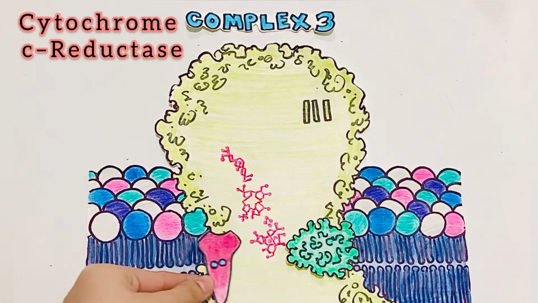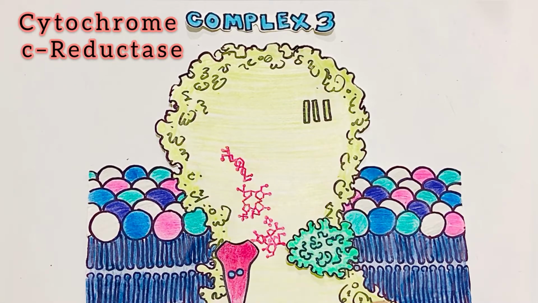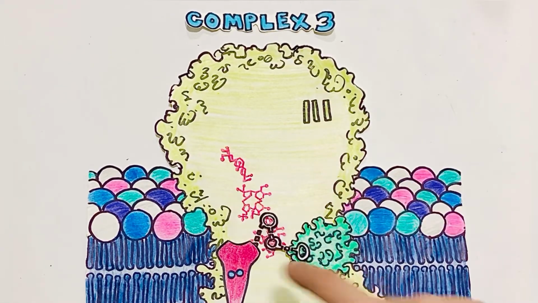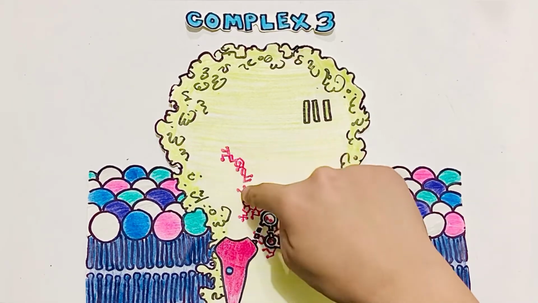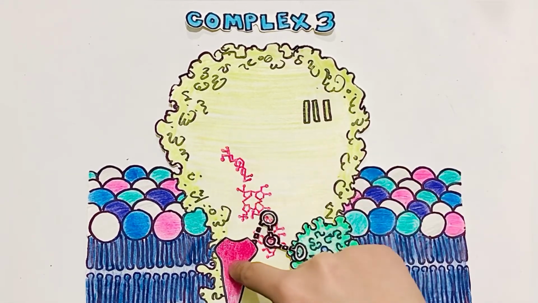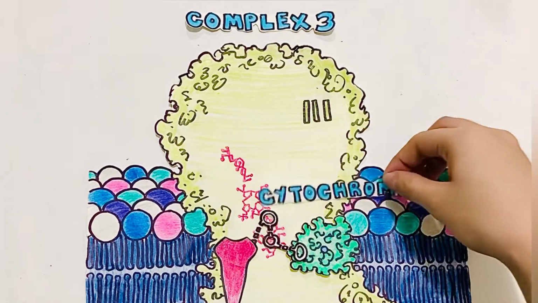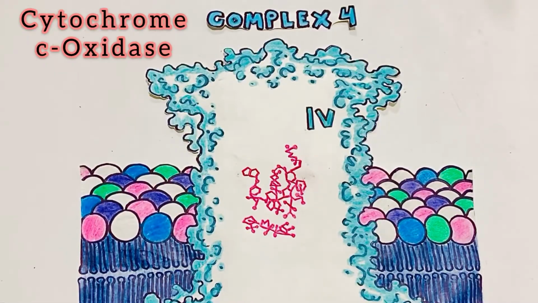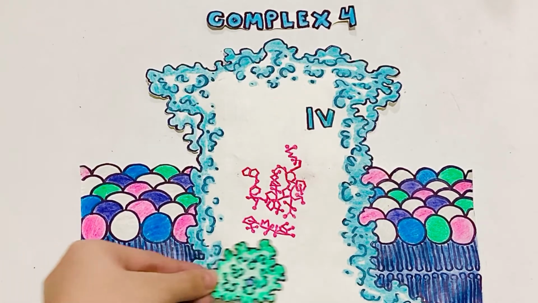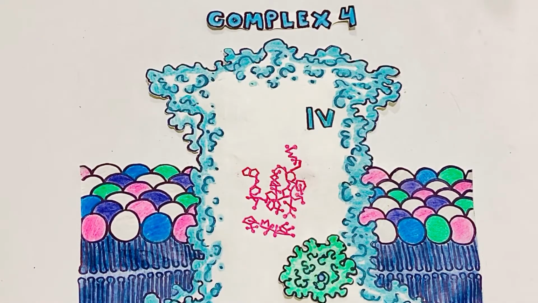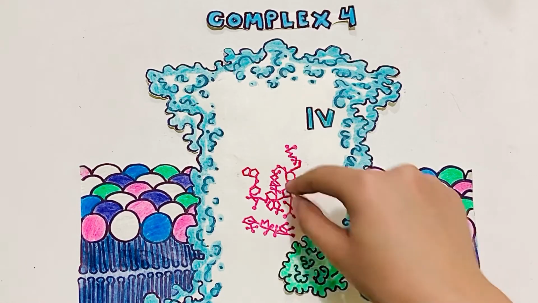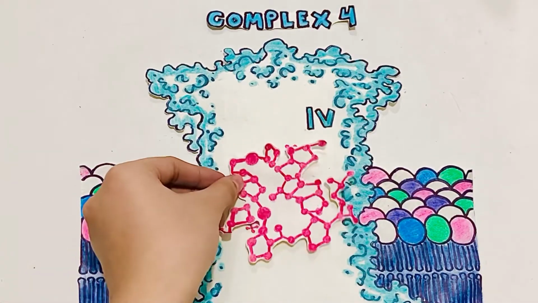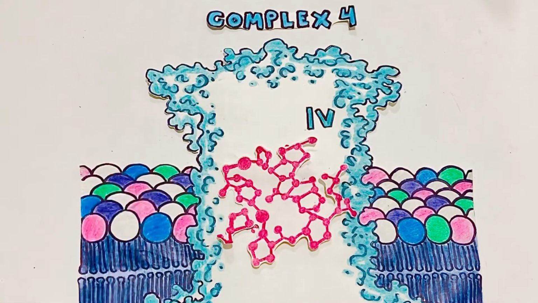Coenzyme Q molecules from complexes 1 and 2 donate their electrons to complex 3. One electron is recyclable and can re-enter complex 3 later, but the other passes through two redox centers before reaching cytochrome C. Cytochrome C carries the electron to complex 4. The electron transport chain ends in complex 4, where a series of reactions involving two electrons convert a molecule of oxygen to two molecules of water.